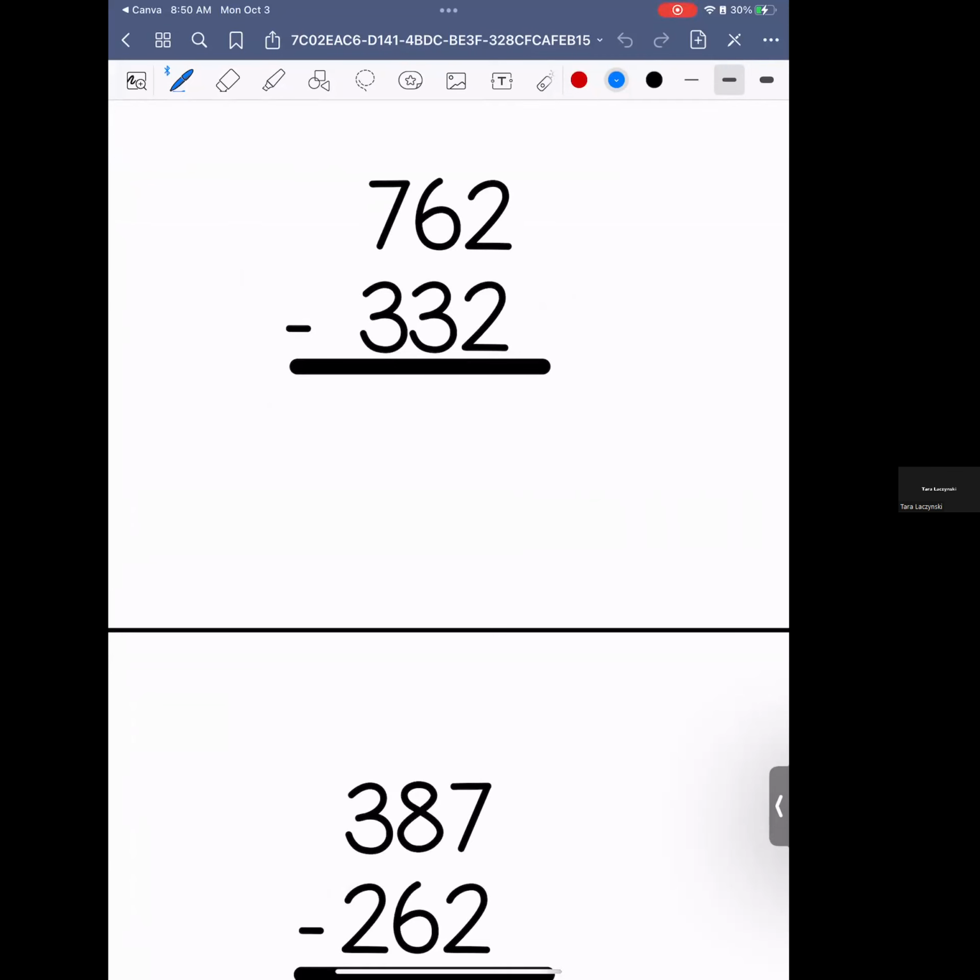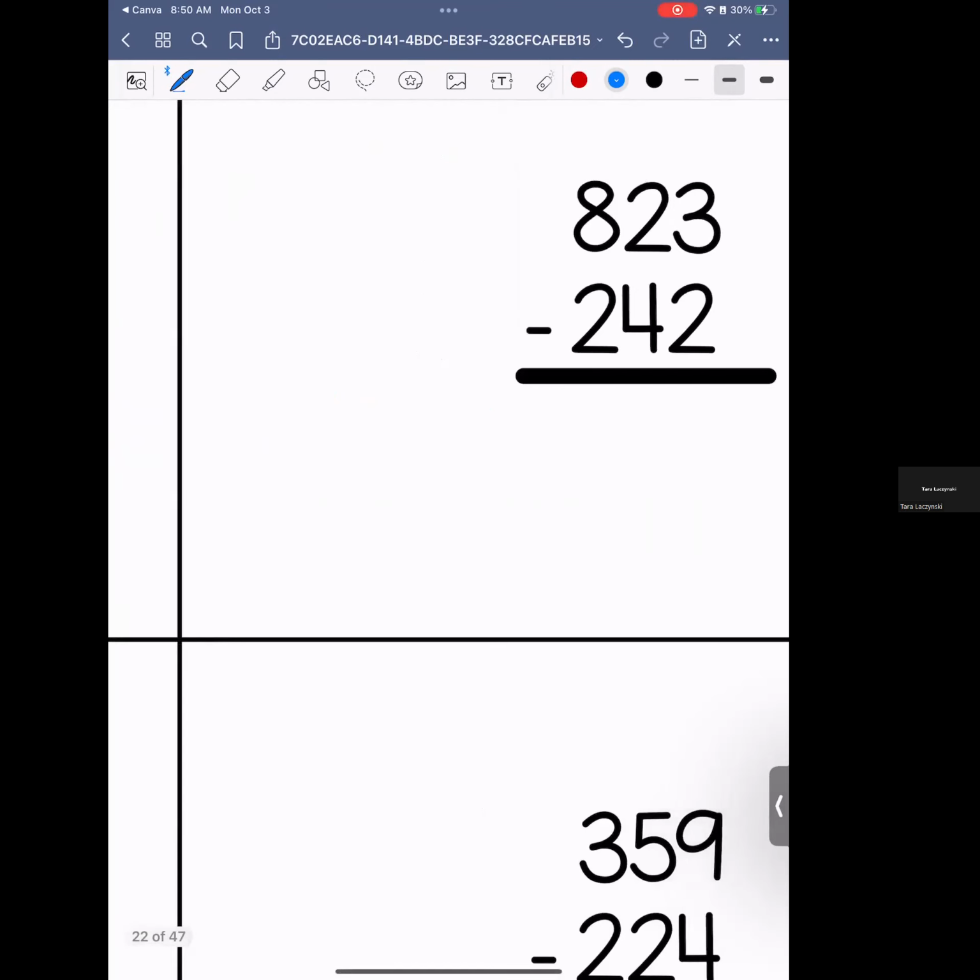So page 1, question 1, we have 762, take away 332, starting at our ones place. 2 take away 2 is 0. 6 take away 3 is 3. 7 take away 3 is 4. Remember, you have your fingers and your toes and your nose. Use them if you need them.